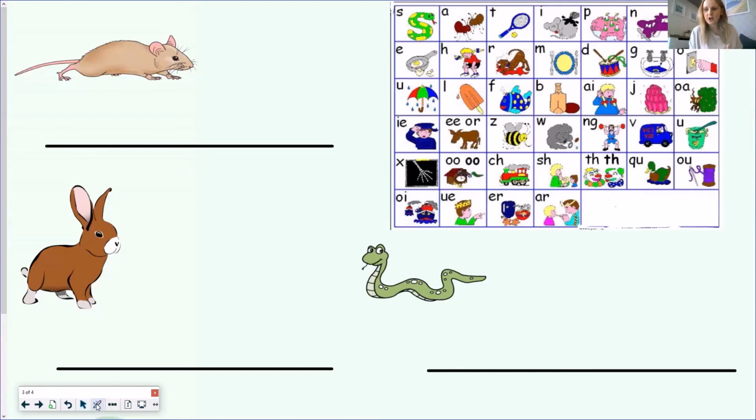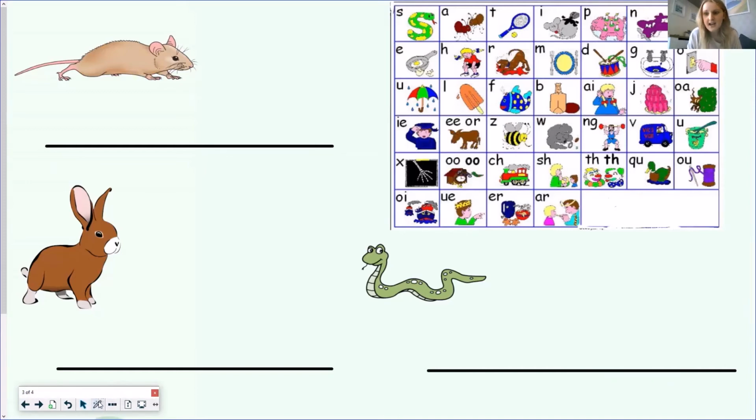Rat. Let's have a go all together, sounding out with your robot arms. Rat. R, a, t, rat. Well done. Now I can see my sounds on the mat. Can you find r, a, t? They're all up here. R, a, t, rat. So now we can have a go at writing it.